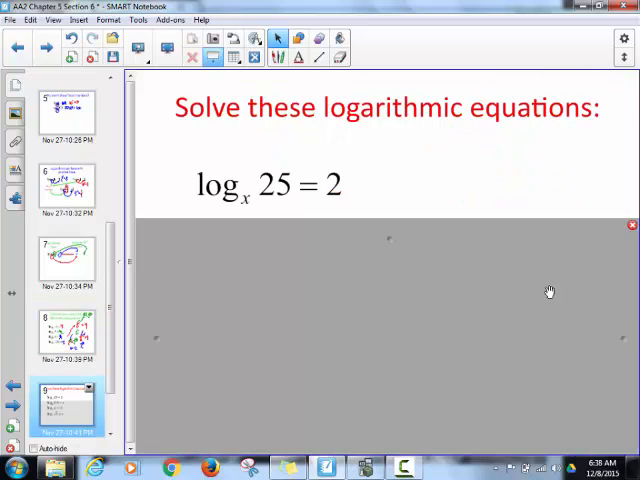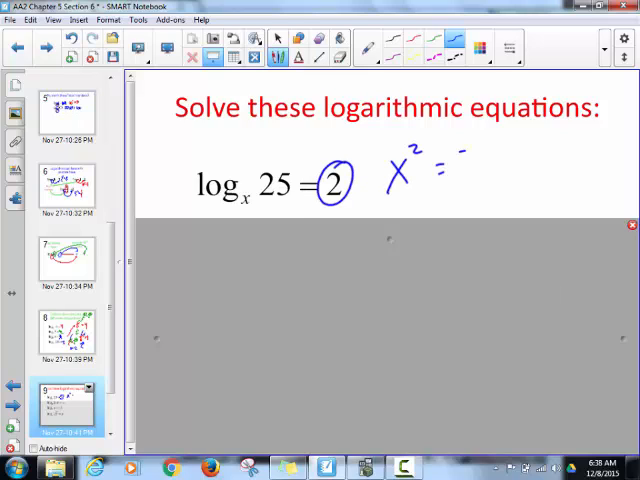All right, so in order to solve these guys, we want to rewrite them all. So I got log of 25 base x. So base x to the second power equals 25, so x would equal 5.